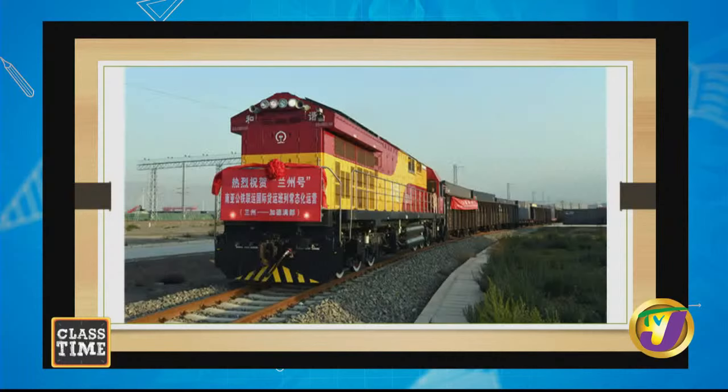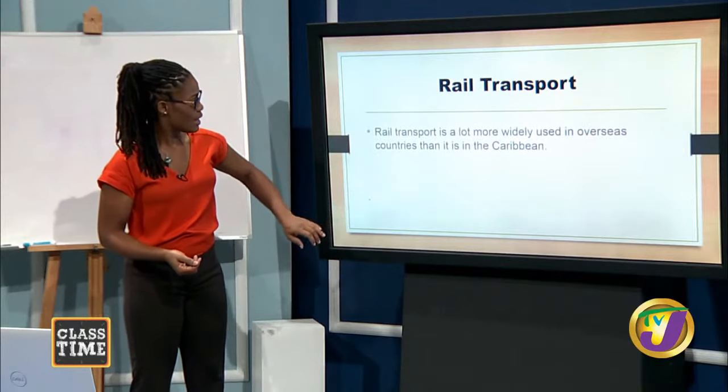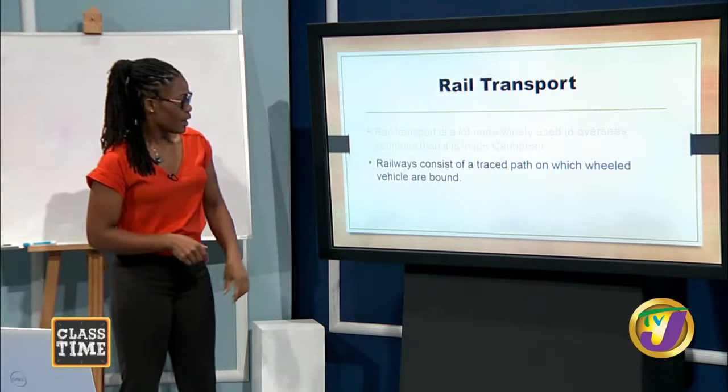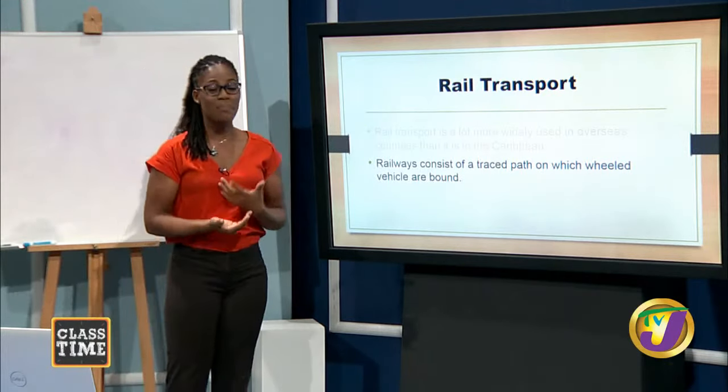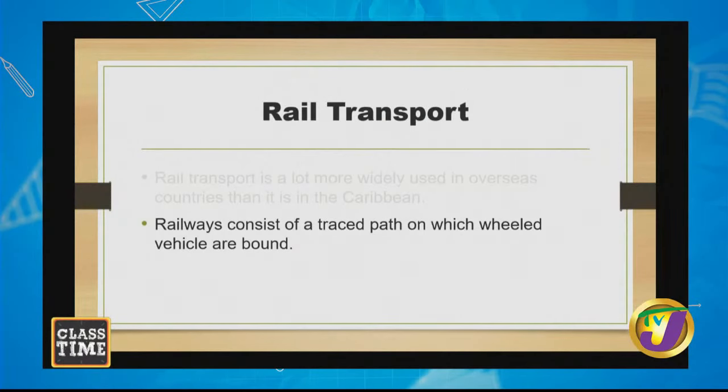What's our next mode of transport that we'll be looking at? Right, so we'll be looking at rail transport. Now, rail transport is not so common in Jamaica or in the Caribbean, but it is very useful in the logistics and supply chain operations in other countries. So, railways consist of a traced path to which wheeled vehicles are bound. I'm sure you have an idea. If you have not seen a train itself, you probably have seen a train track or even a virtual one, right? So it's a traced path to which wheeled vehicles are bound.